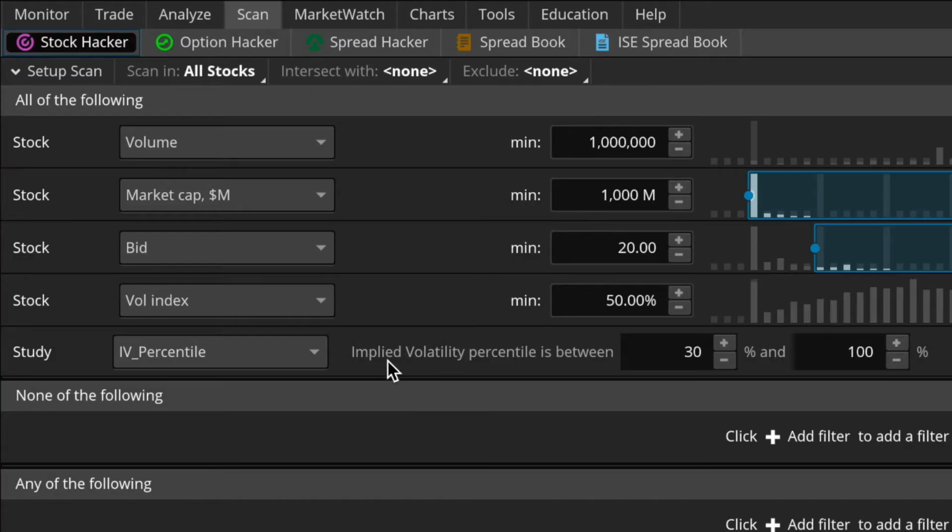Now, one important thing to note with this filter is that this one is actually misnamed. It should be called IV rank, not IV percentile. Now, these two metrics are very similar, and I'll show you what they are in a second here, but just understand in ThinkOrSwim, this is a misprint. It should be IV rank.